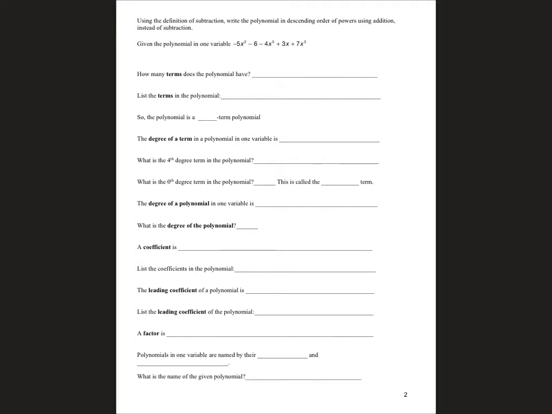So in standard form, the first term, with the highest exponent, is right there. So I'm going to rewrite this as negative 4x to the 5th. The next highest exponent is 3, so plus 7x cubed minus 5x squared plus 3x minus 6. So now I have it in standard form.